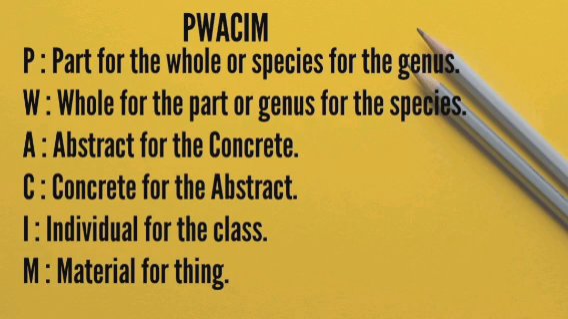The third variety that we see over here is A, after P, W and A. A refers to abstract for the concrete. So what will happen over here? Here the abstract things, abstract qualities will be mentioned, but what it will actually mean is the concrete ideas will be meant.